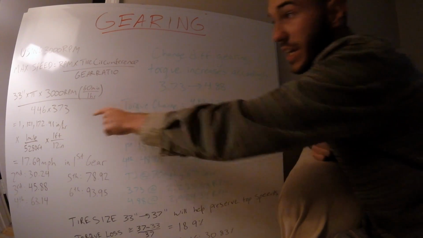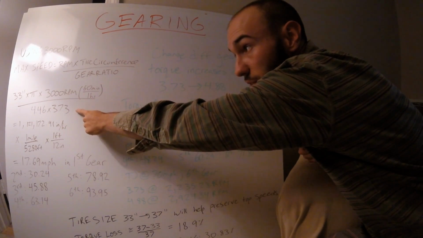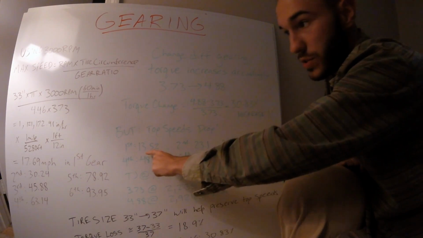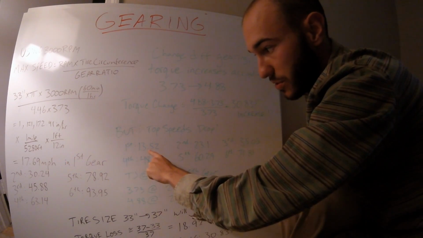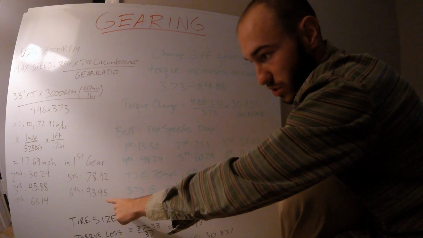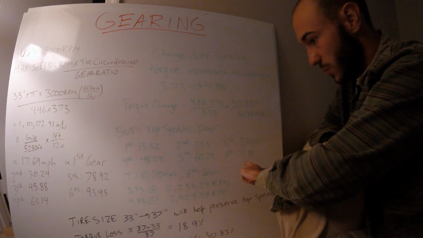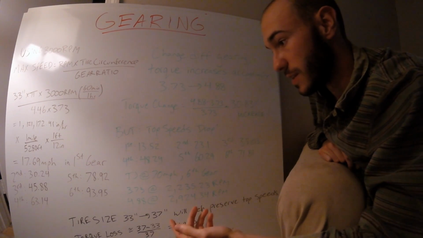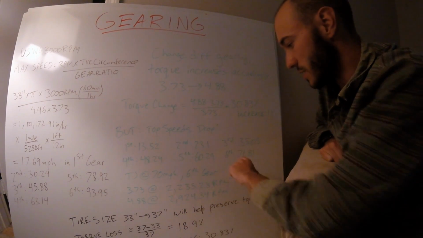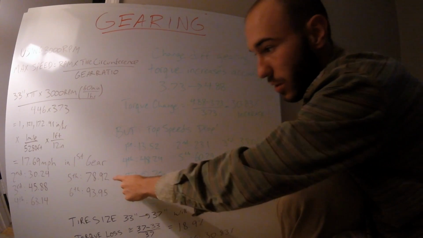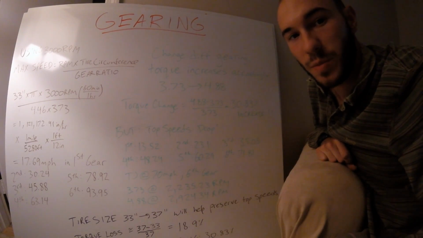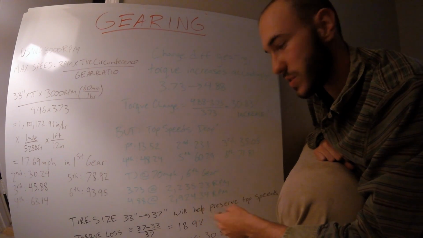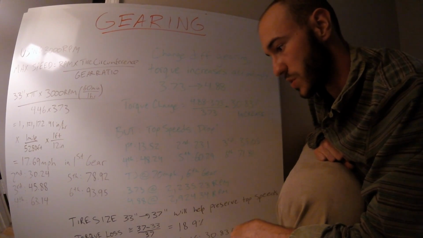So if we plug in 4.88 instead of 3.73 in this whole equation, we're going to get all new top speeds. First goes down from 17.69 to 13.52. 6th drops from 93.95 to 71.81. And now this is really bad, because as you see now, my top speed in 6th here is lower than even my top speed in 5th there. So I'm essentially losing a gear. Yeah, I'm getting more power in each of those gears, but some of these gears are almost useless now.